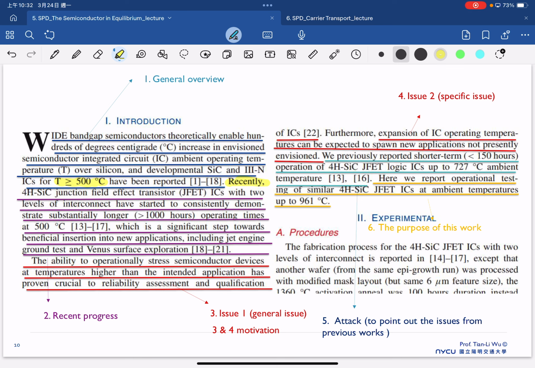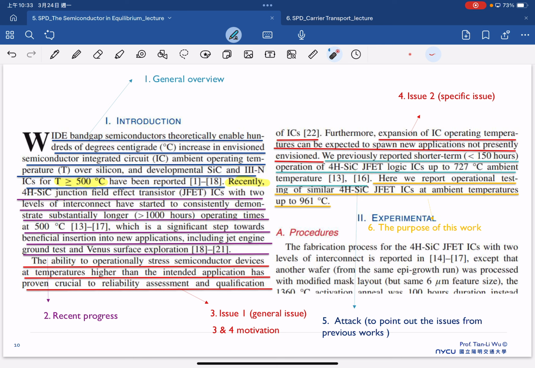That's why we still have to keep working on this field. So the key term "recently" is also very important. That implies that we are going to say something that happened recently. Recently there is a 4H silicon carbide JFET, with two-level interconnect and so on, that has been demonstrated at a temperature up to 500 Celsius degrees, which can be considered a significant step toward new applications.